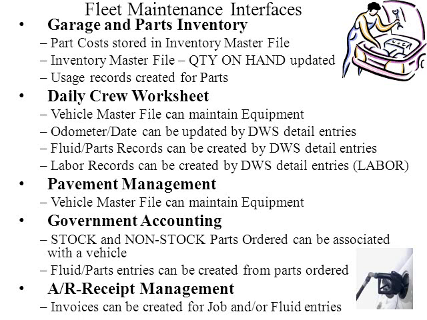The Fleet Maintenance System's Vehicle Master File can be accessed by public government software modules that record or use information pertaining to vehicles or equipment. Daily Crew Worksheet and government accounting entries can update the Fleet Maintenance System. The Fleet Maintenance can create accounts receivable invoice records for jobs and fluid entries in this system. Parts used by the equipment update the garage and parts inventory.